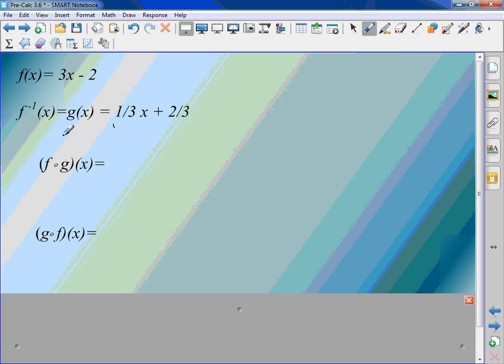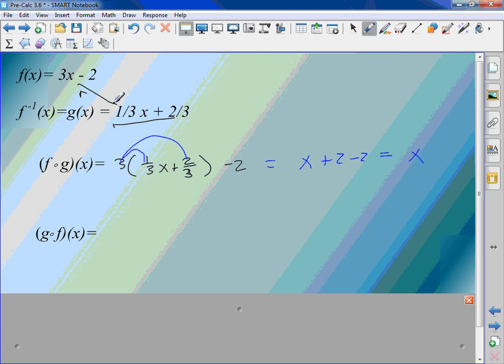If I find f of g, that means I take g and put it into f. So I have 3 times 1/3 x plus 2/3, minus 2. Always simplify. Don't leave things like this. Go through as far as you can. What's 3 times 1/3? 1x, so it's just x. What's 3 times 2/3? Plus 2 minus 2. So I'm just left with x.